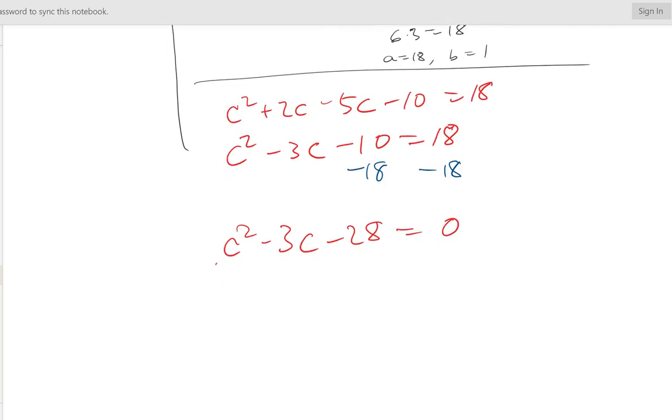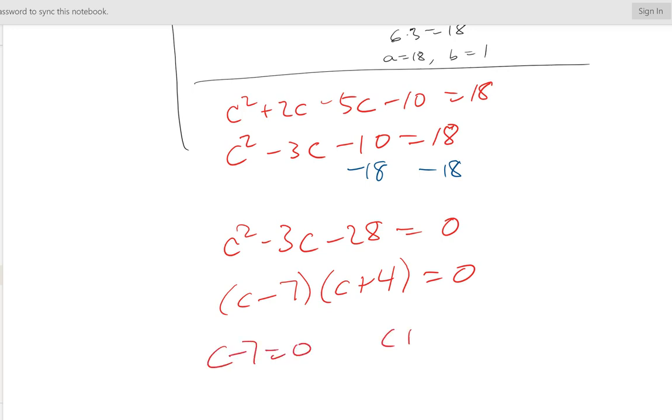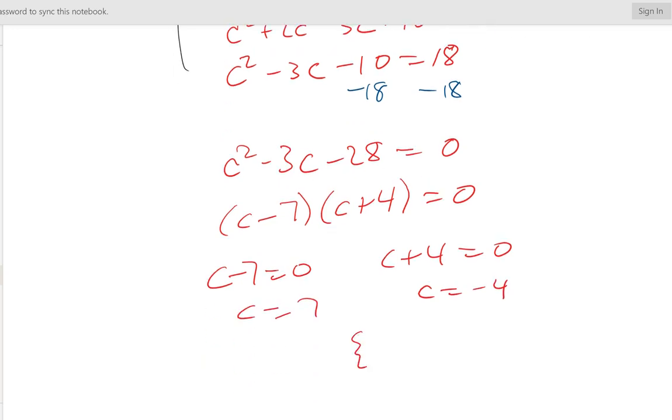And now that's a trinomial you can factor. It looks like 28 is 7 times 4, and that will get it. So c minus 7, c plus 4 equals 0. Now you set them each to 0 because you got 0 on the right. It's not a problem. So c is 7 and negative 4, so 7 and negative 4 is your answer.